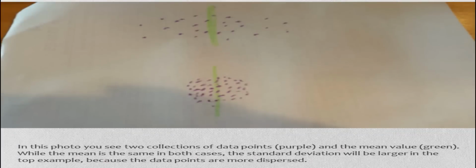Okay, so here's 2 collections of data points. The data points are purple and the means are green. Now you can see that they have the same mean, but in the top example, the data points are more widely dispersed and the standard deviation will be larger.